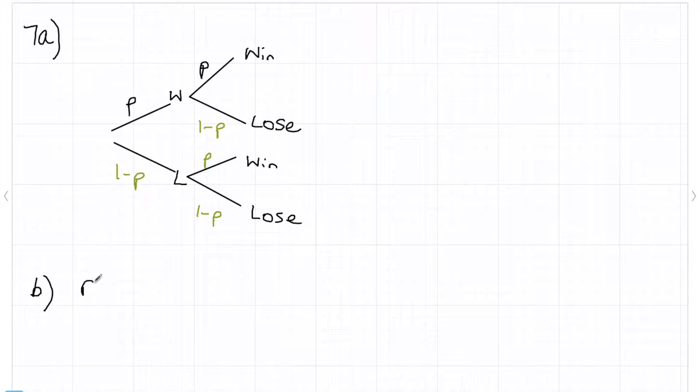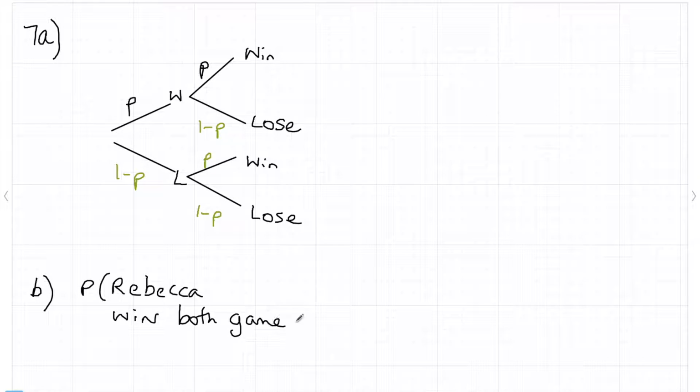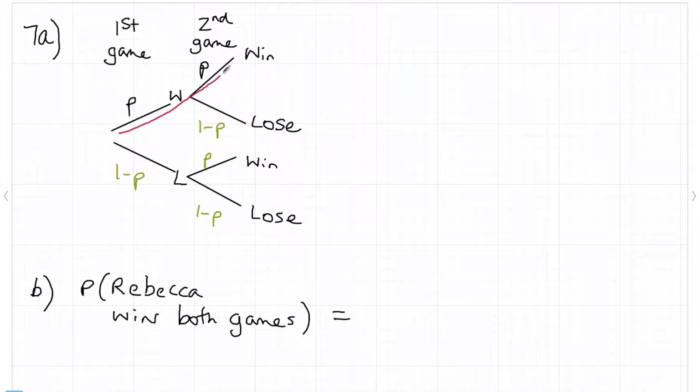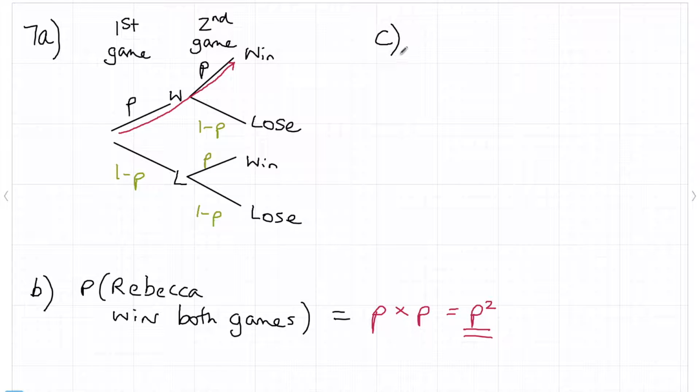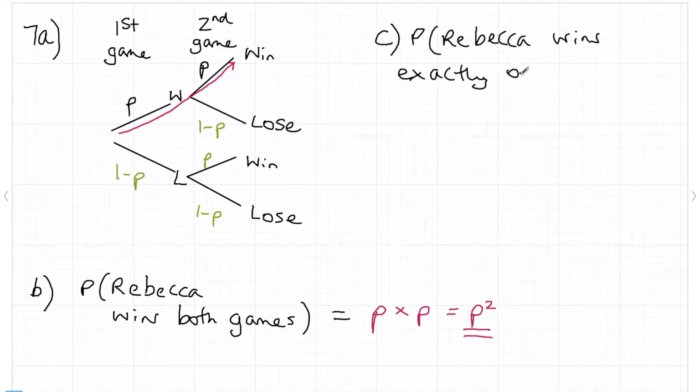In part B, you have to write down an expression for the probability that Rebecca wins both games. So if you follow the route that I'm going to mark in red, probability she wins the first game is P and the second game is P, so that's P times P is P squared.